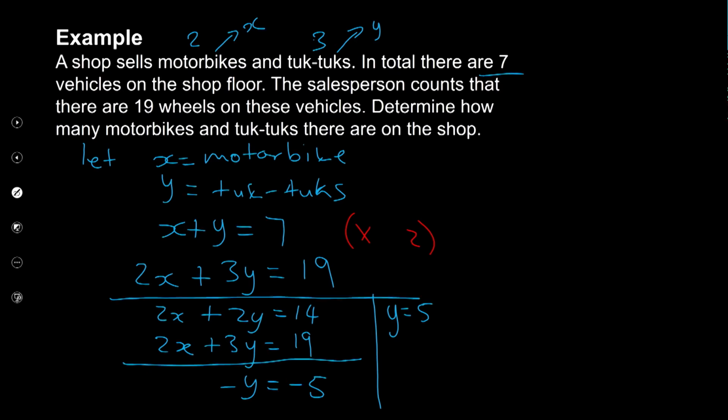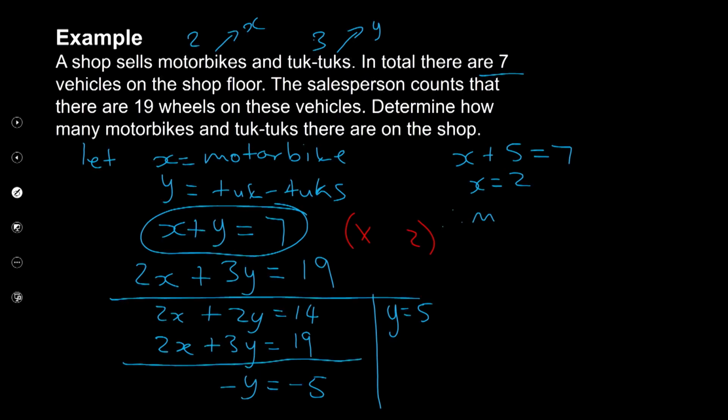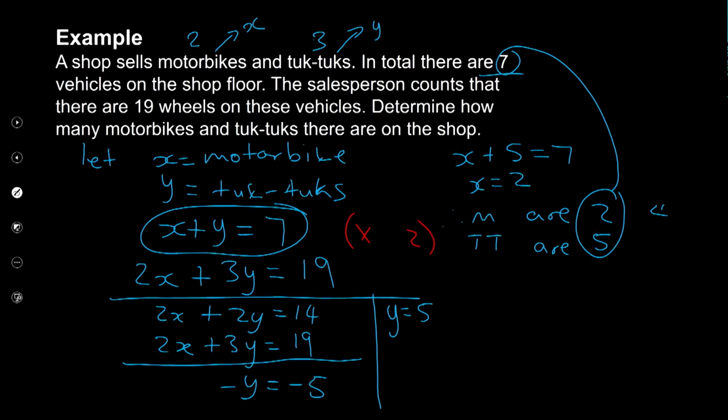But to do that, you can use this original equation here. So you'll say x plus 5 equals 7, then x will be equal to 2. Then you will conclude motorbikes are 2, and the tuk-tuks are 5. In total, they said there are 7 of them, and 2 multiplied by 2 gives me 4 wheels, and 5 multiplied by 3 gives me 15 wheels. In total, they said there are 19 wheels. So that's just an extra thing that I'm showing you so that you understand how to do this.